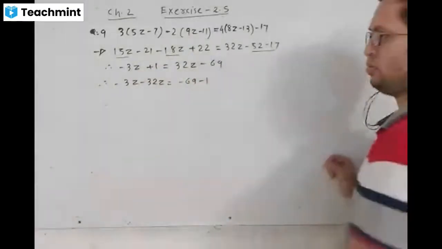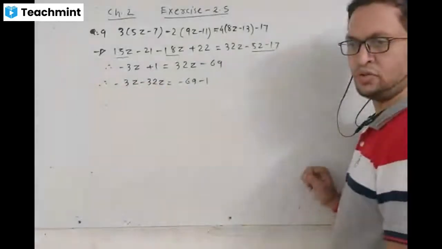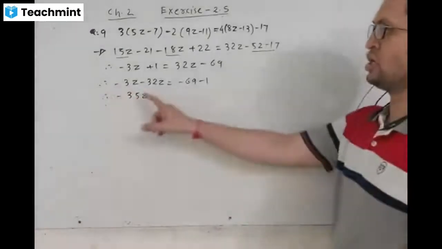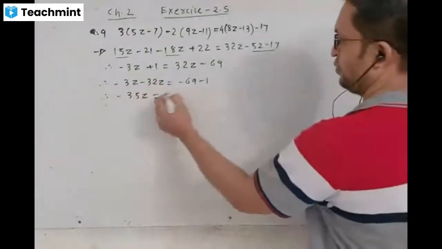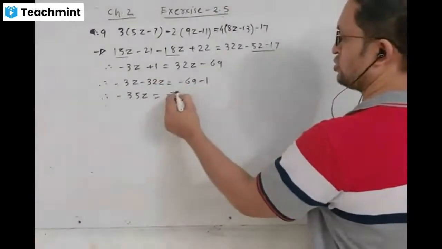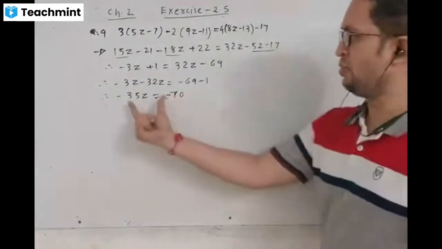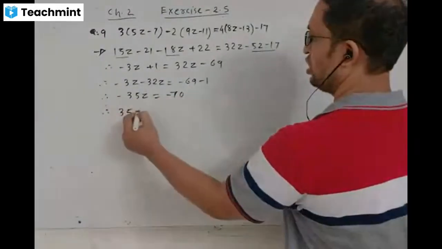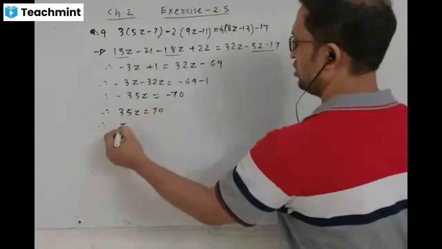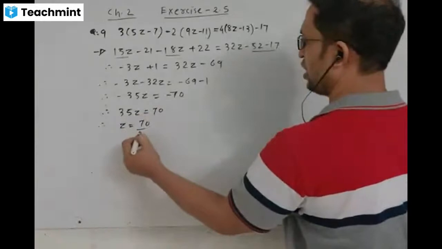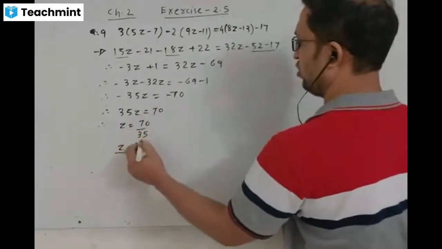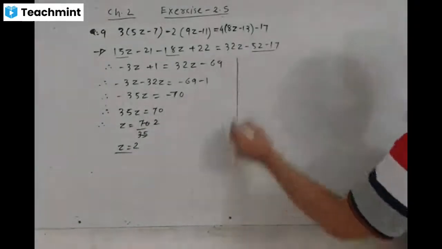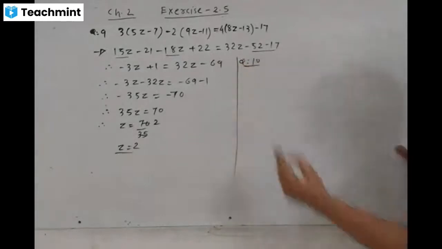Minus 3z minus 32z, that is minus 35z, both are same sign, that is addition, and sign of the greater number is negative. Minus 69 minus 1 that is minus 70. Both sides minus minus sign cancel. Okay, 35z is equal to 70, z is equal to 70 divided by 35. Then what is the value of z? 35 2s are 70. Okay, next question number 10.